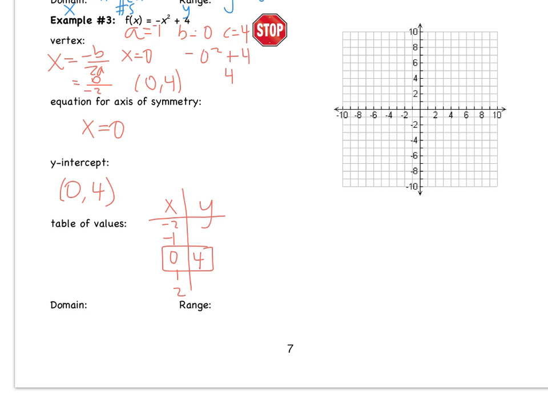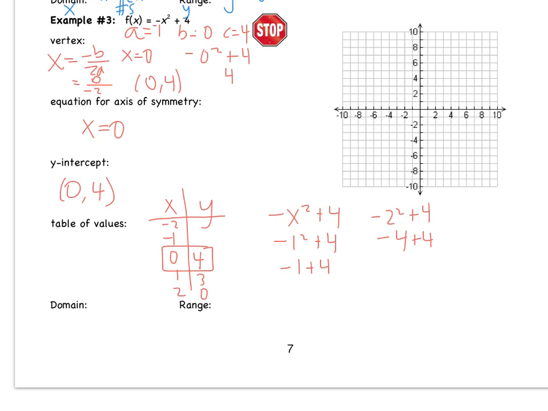Now, it's kind of tricky here to substitute. So you have negative x squared plus 4. By order of operations, I want to do the squaring first and then the negative. So when I substitute in 1, it's going to be negative 1 squared plus 4. 1 squared is 1, so it's negative 1 plus 4, which is 3. When I substitute in 2, it's negative 2 squared plus 4, which is negative 4 plus 4, so that's 0.